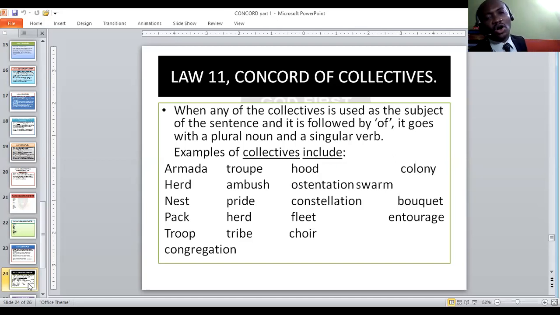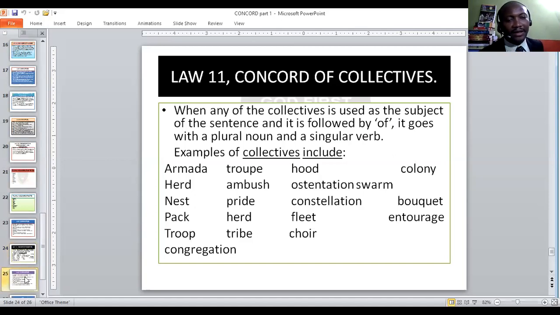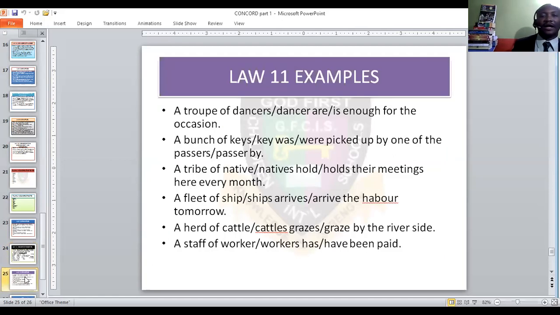These are what we call collectives, and when they are used in a sentence, we usually follow them with a plural noun and a singular verb. Now look at the example. A troop of dancers or dancer are or is enough for the occasion. What do we have here? A troop here, dancers, plural, is, because it's a singular collective. A bunch of keys or key, yes, bunch of keys, was picked up by one of the passers-by, not passer-by, passers-by. Many people moving about.